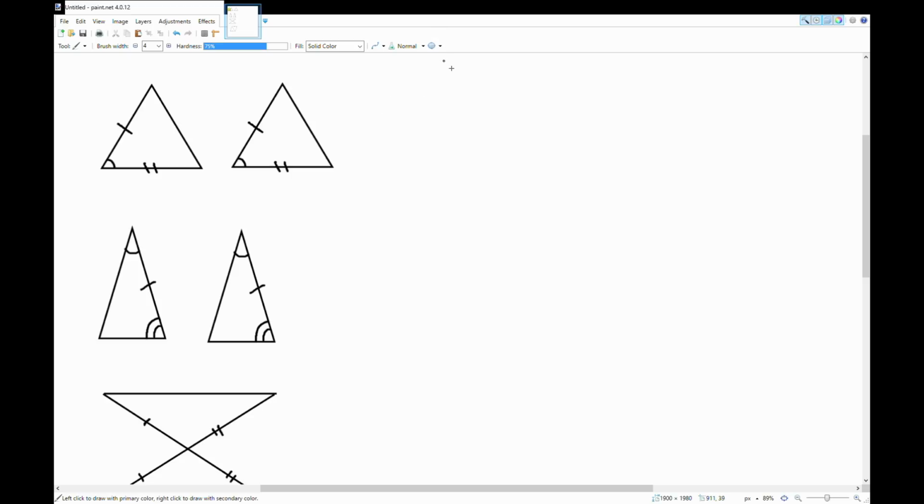Just something for us to remember, we've got side-angle-side, angle-side-angle, angle-angle-side, side-side-side, and hypotenuse-leg as our five options. We've already talked about this in class, and I'm just going to kind of review them. So let's take a look at these two triangles right here. I will tell you they actually are congruent. Give you a little hint.